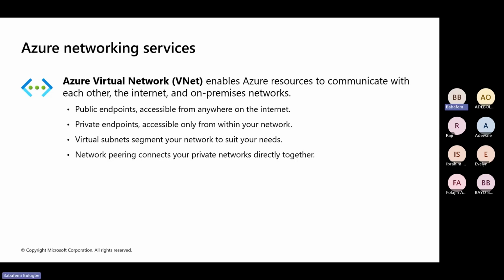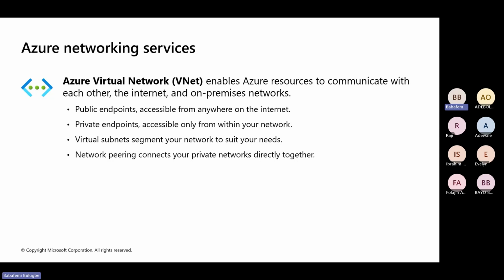So either we go to the public endpoint, if the particular device or service we are connecting to is not within our network, or if we want to allow users that are not within our network to be able to access that service, then we'll use the public endpoint. But when we talk about the private endpoint, we just want it not exposed to the internet. Then we have the virtual subnet, which, like I said, is a chunk. Then we have the network peering.